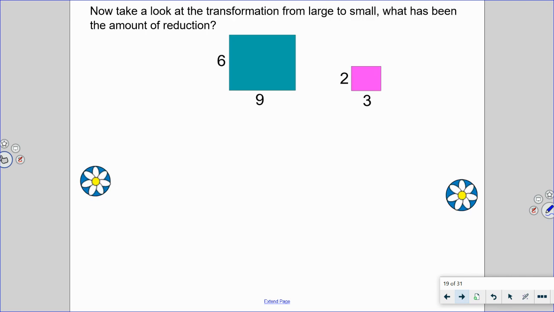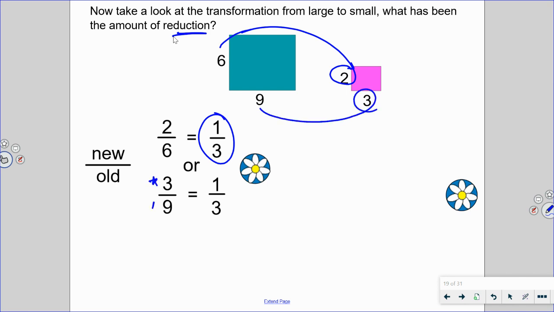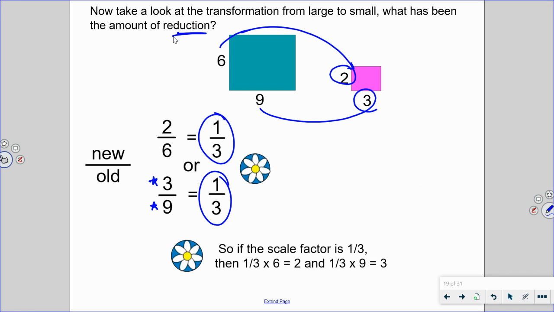In like manner, what if it's getting smaller? What if it's reduced? Well, you're still going to set up new versus old. In this case, 2 corresponds with 6. Maybe I should have drawn the arrow the other way. 2 to 6 reduces to 1/3. In like manner, 3 is the new, 9 is the old, and that also reduces to 1/3, which means that the scale factor is 1 to 3 or 1/3. So if you were to be missing one of those pieces, you can do the same thing here to find what that missing piece is.